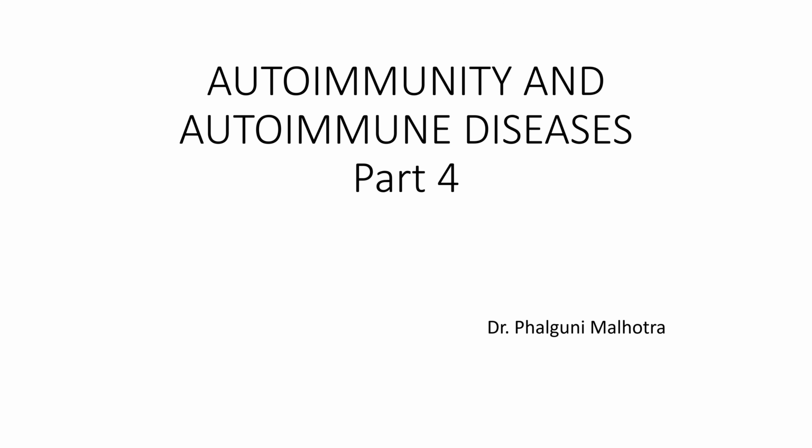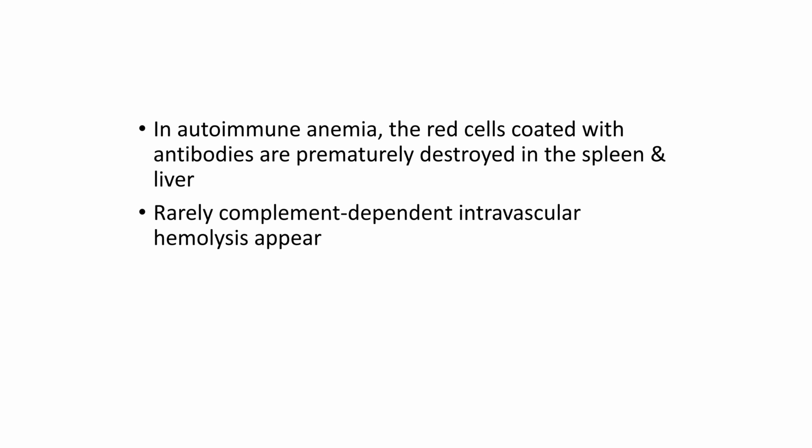So today we are going to discuss autoimmunity and what autoimmune diseases are. Hence, last but not the least, in autoimmune anemia, the red cells coated with antibodies are prematurely destroyed in the spleen and the liver, resulting in autoimmune anemia. Rarely, complement-dependent intravascular hemolysis also appears.